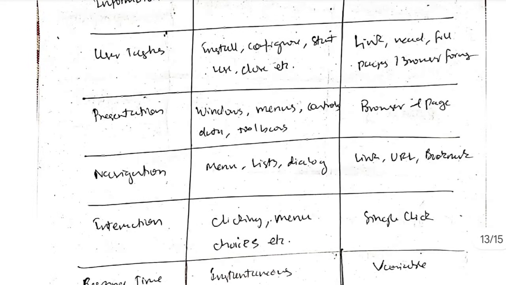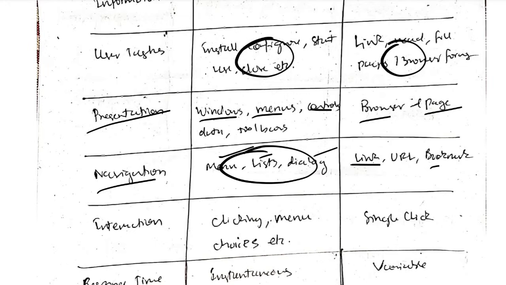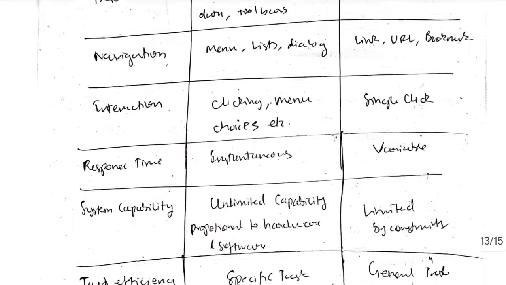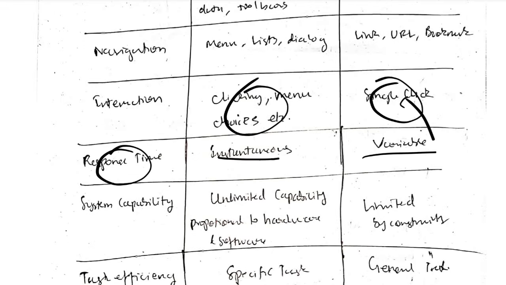Okay. User task: in GUI it is to install, configure and so on. Here it will be linking, reading and doing browser transitions. Presentation: here there are windows, menus and control buttons. Here there are only the browser and page. Navigation is in the form of menus, lists and dialogs in GUI, and links, URLs and bookmarks in web. And interaction: clicking the menus, using a single click only you can do, or you can do a double click. Response time is instant in GUI, it is variable in web.